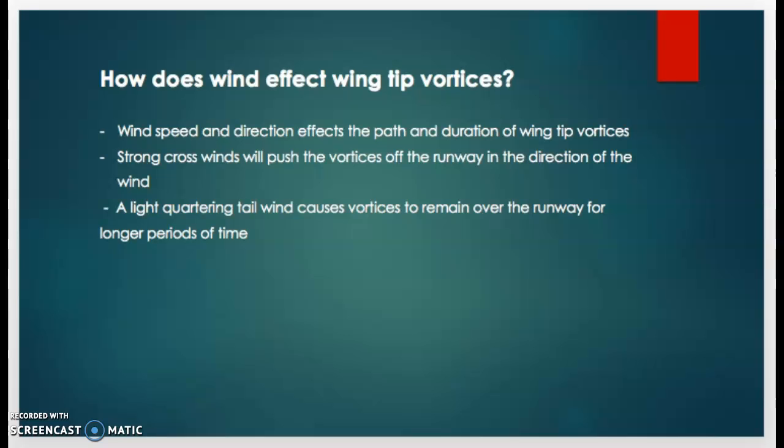How does wind affect wingtip vortices? Wind speed and direction affect the path and duration of wingtip vortices. When we have calm winds, they tend to stay over the runway. If we have any type of crosswind, this will help push the wingtip vortices in the direction of the wind and clear them a little bit quicker for us. Our worst case scenario, wind-wise, concerning wingtip vortices is a light quartering tailwind. This causes these vortices to remain over the runway for longer periods of time than we would want them to.